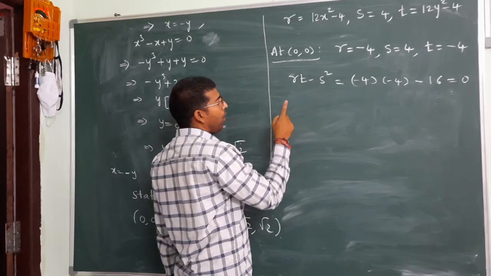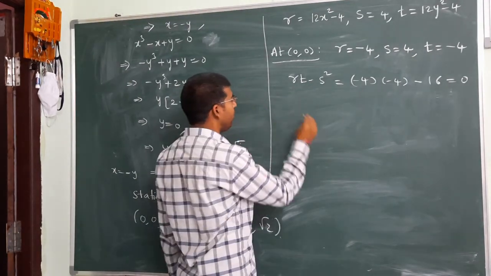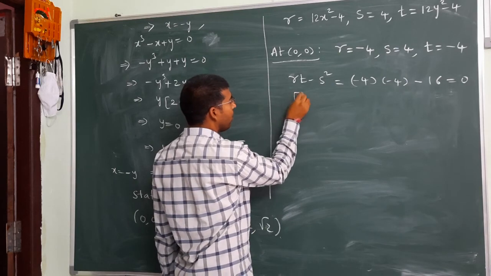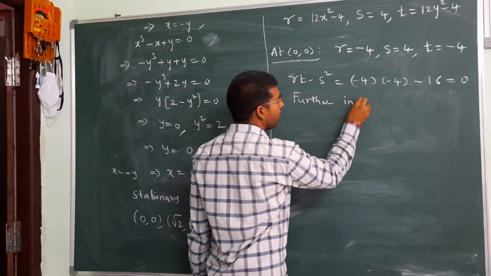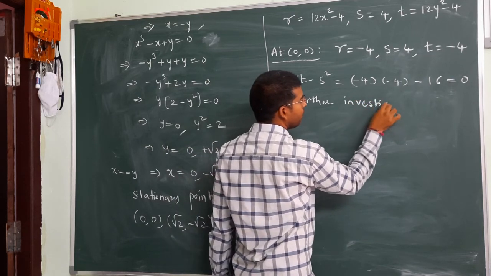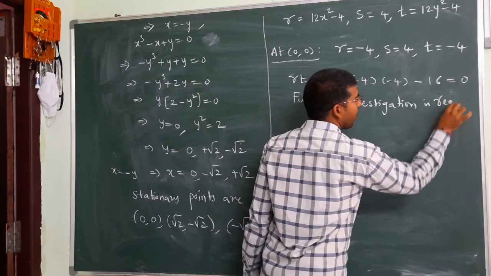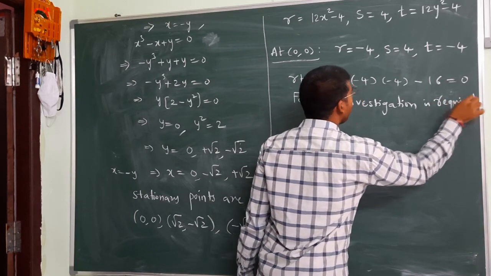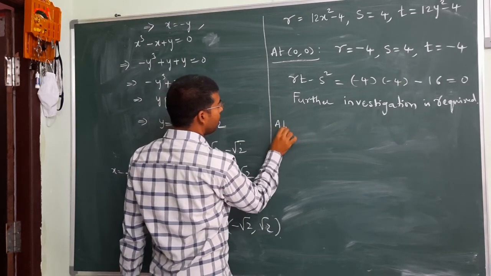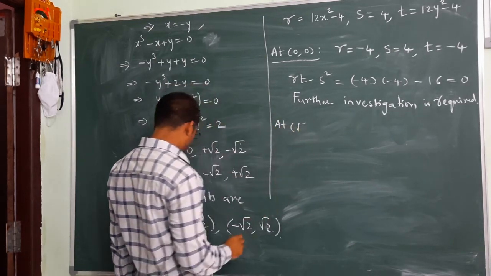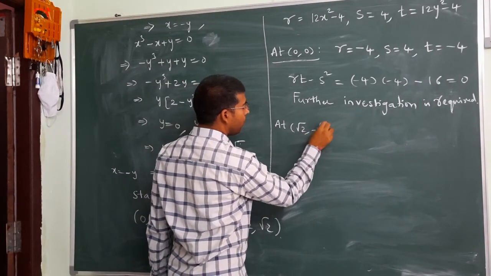So, by our working rule, if RT minus S square is 0, what can we say? Further investigation is required. That means we cannot conclude that it is a maximum or minimum value at 0, 0. And the next point, what is the next point? Root 2 comma minus root 2.